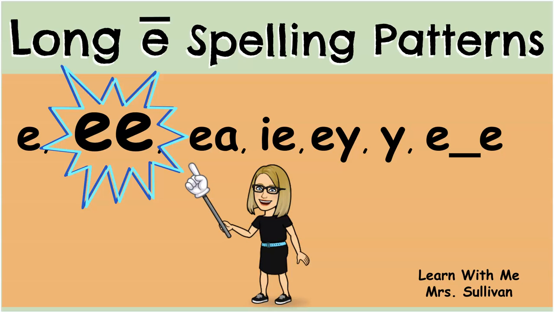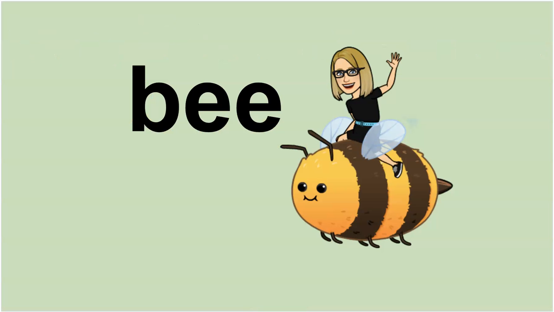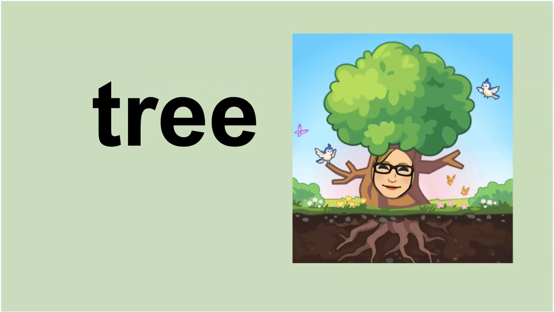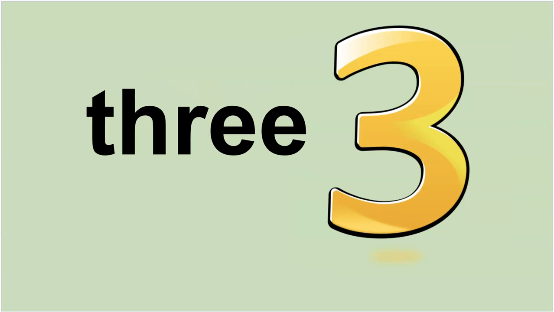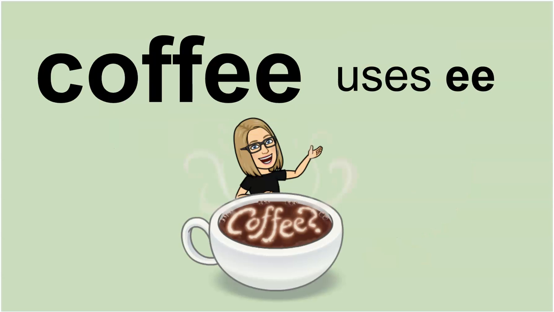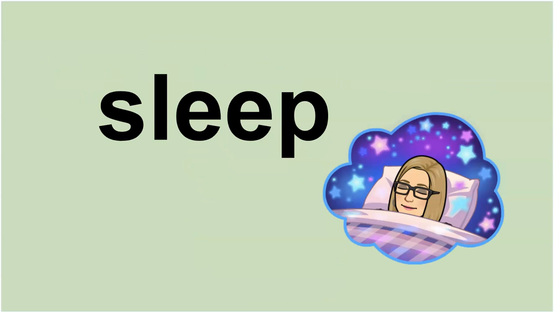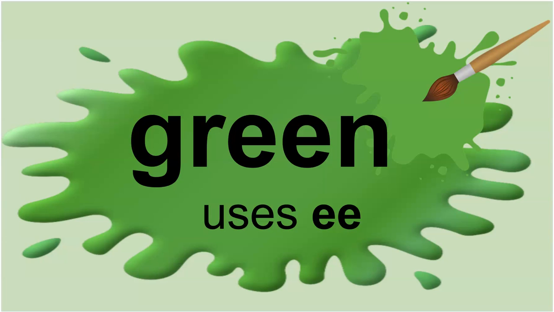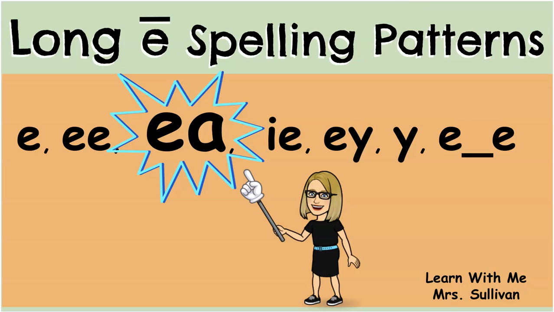E-E or double E. It makes the long E sound in bee, the animal. Bee the animal uses E-E to make the long E sound. Tree and three also use this spelling pattern. Coffee uses E-E. Sleep uses E-E. And green uses E-E to make the long E sound.